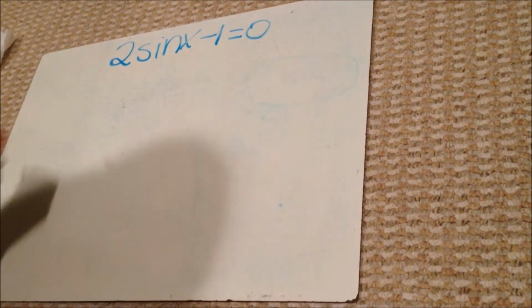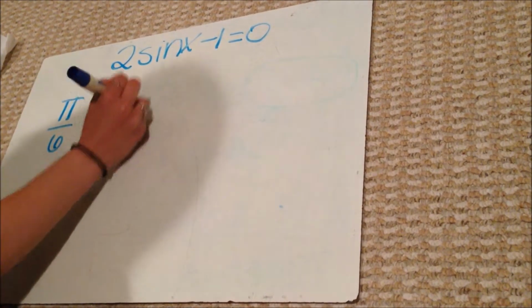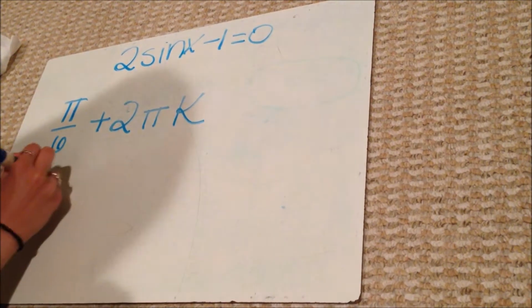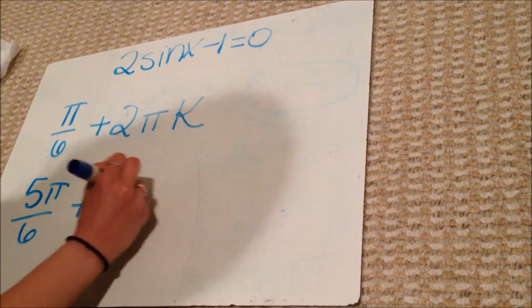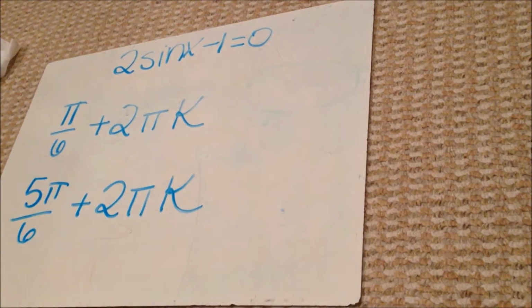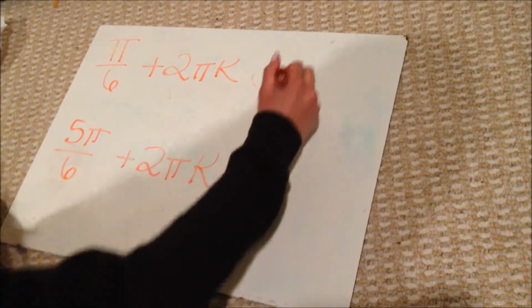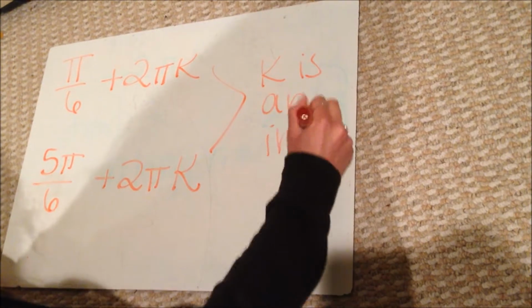So the answer to our problem is pi divided by 6 plus 2 pi k and 5 pi divided by 6 plus 2 pi k. Now remember, this only works when k is an integer.